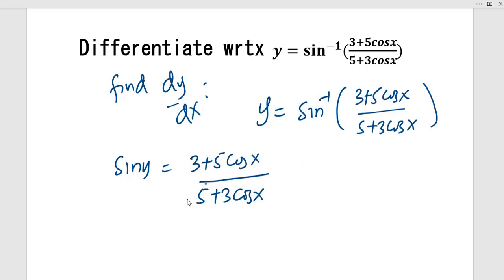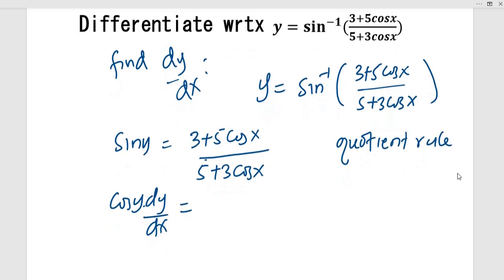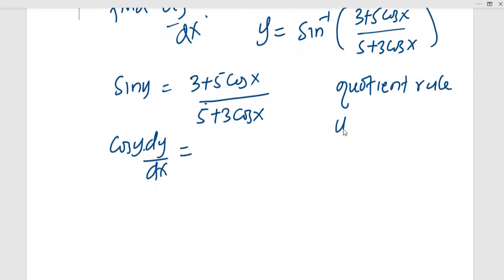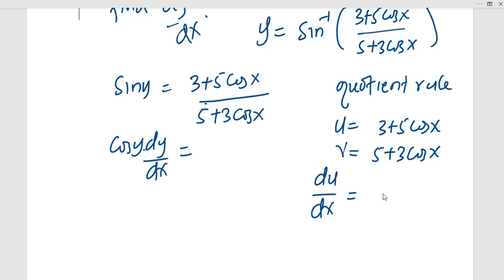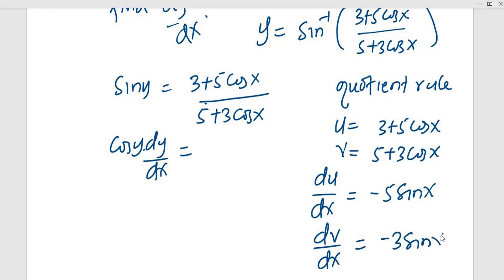Now if I differentiate with respect to x, I will have sine y differentiated, which gives cos y times dy/dx, which will equal, now I need to use the quotient rule. u is equal to 3 plus 5 cos x and v is equal to 5 plus 3 cos x. What is du/dx? du/dx is equal to negative 5 sine x and dv/dx is equal to negative 3 sine x.